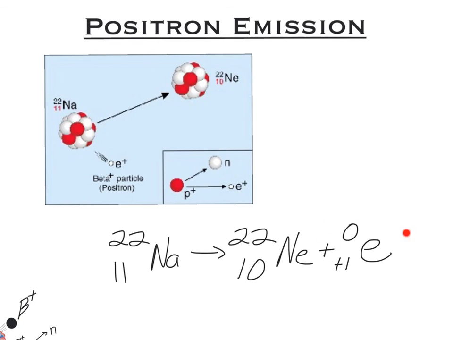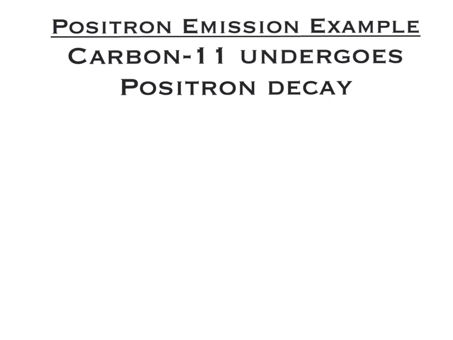Then we kicked out a positron, which in our case is written with a 0 for the atomic mass, because that never changes, and a +1 because we kicked out that positron. So it's kind of the opposite of an electron, really. That's why it's called a positron. You could add them up, but that doesn't tell you the whole story of why those numbers changed. But to check your work, make sure everything on the right side lines up with the left side. So let's look at a positron emission example.